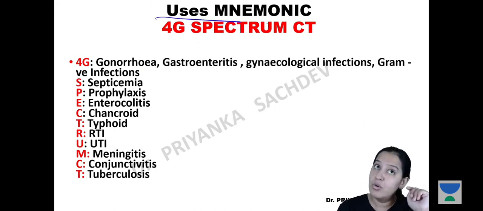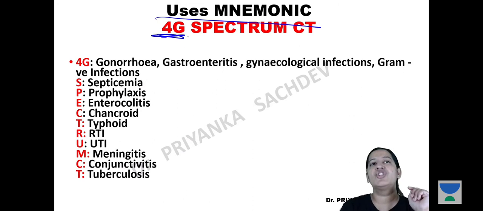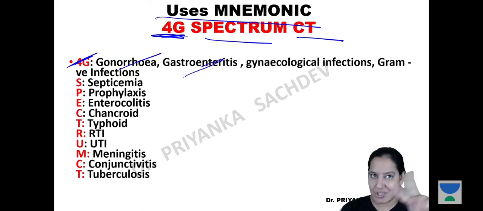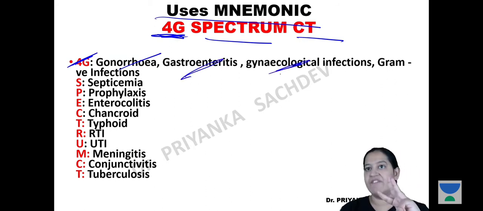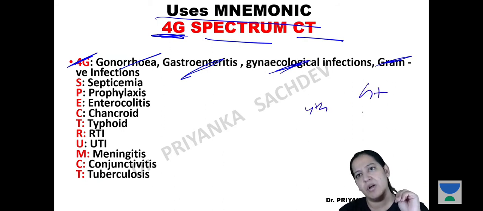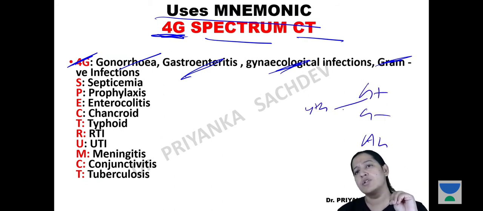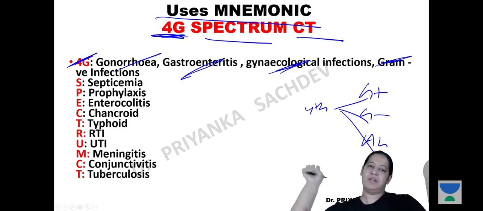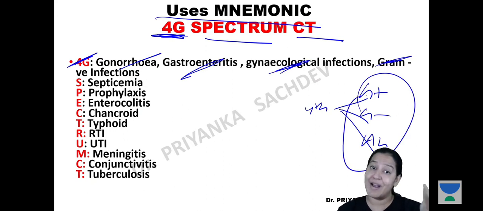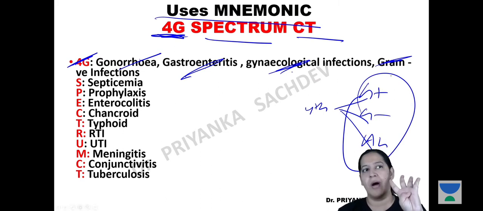Mnemonic for uses I am having. The mnemonic is 4G, spectrum CT. What are 4G? 4G is gonorrhea, gastroenteritis, gynecological infections and gram negative. The fourth generation are active against gram positive also, gram negative also, anaerobic also. So we can give fourth generation in any infection. Whatever infection there is, give fourth generation, it will work on something. So that is the broadest spectrum.